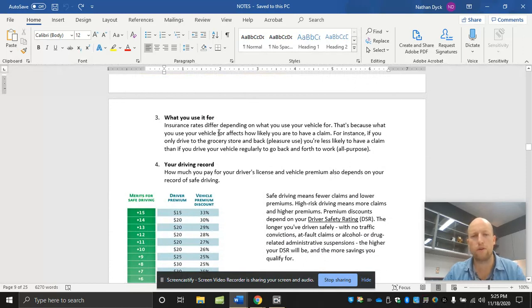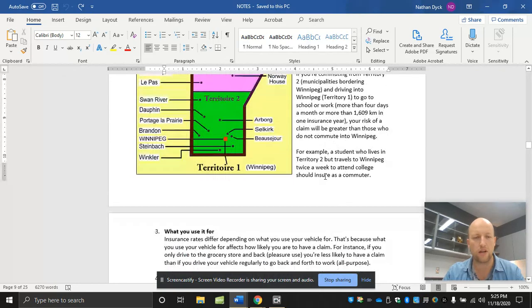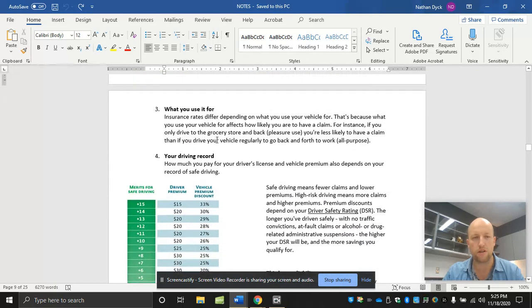What you use it for. There are two different types of insurance. There is pleasure and all-purpose. 99% of people will be using all-purpose, and there will be that 1% that uses pleasure. All-purpose deals with basically if you're using your car a lot of the time, you're going to be an all-purpose. Pleasure is where it's under a specific number of kilometers. I don't know what it is exactly. I should double check that.